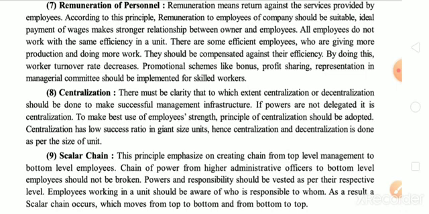Next, we discussed centralization, that is, if powers are not delegated, it is centralization. In any organization, there must be clarity regarding the extent of centralization or decentralization, and to make the best use of employee strength, the principle of centralization should be adopted.